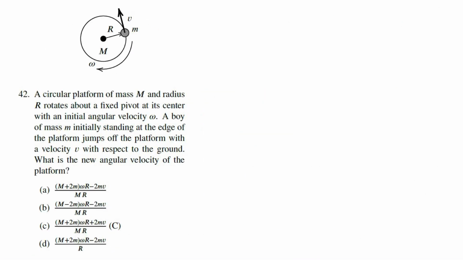Number 42 is a conservation of angular momentum problem. A circular platform of mass M and radius r rotates about a fixed pivot, and a boy starts on the platform and then jumps off with tangential velocity v. We want to calculate the final angular velocity of the platform. Whenever they say circular platform, unless they specify otherwise, we always assume it is a uniform disk, with rotational inertia 1/2 Mr squared. We know the initial angular momentum has to equal the final angular momentum.